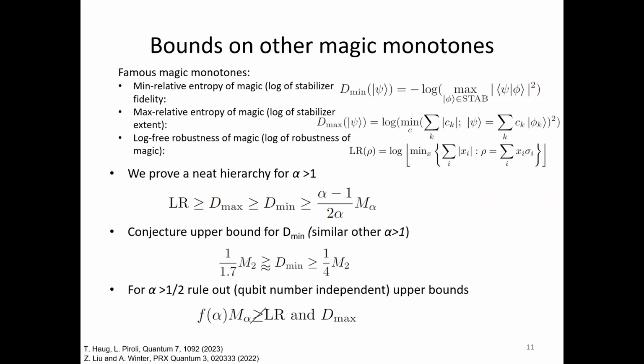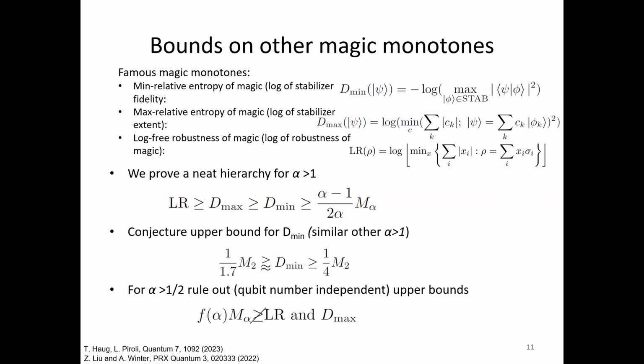So you can establish this neat hierarchy that goes from the log free robustness to the max relative entropy, min relative entropy, and the stabilizer entropy. So they all have this nice relationship. And we also conjecture there's an upper bound for the min relative entropy, so the stabilizer fidelity. So it's not only lower bounded, but we also conjecture there will be an upper bound with this factor here.